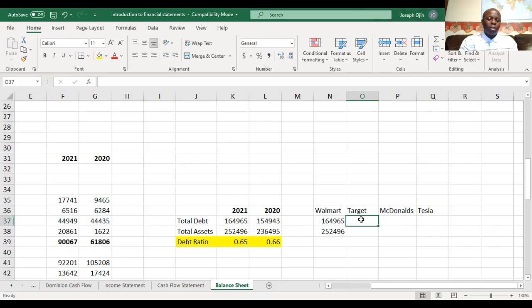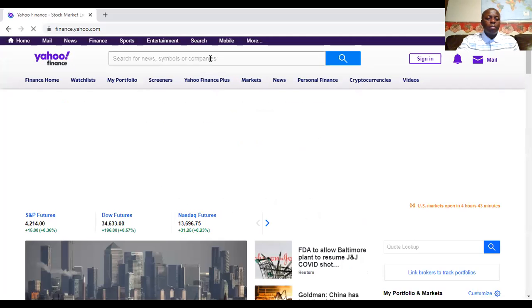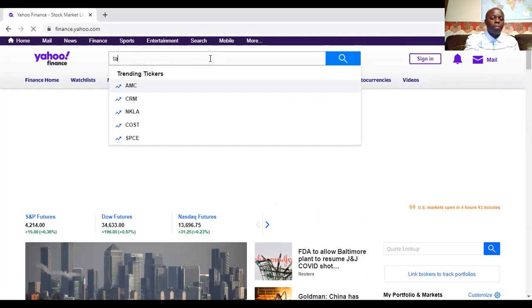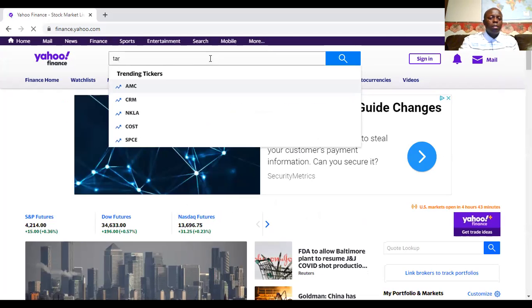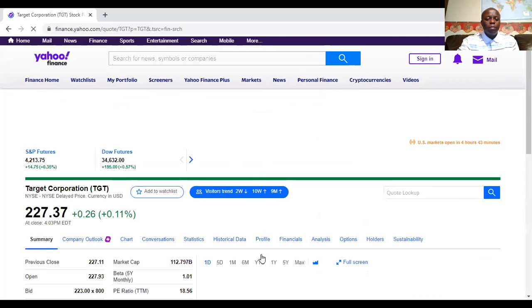So I will start with Target. I'm going to take you to Yahoo Finance so we can get the information. We need finance.yahoo.com. So for Target, I forgot the symbol, but I think I'm going to type it in. It will bring it up. Target. Okay, Target Corporation is out. You can see right here. Make sure you're seeing all this. Excellent.